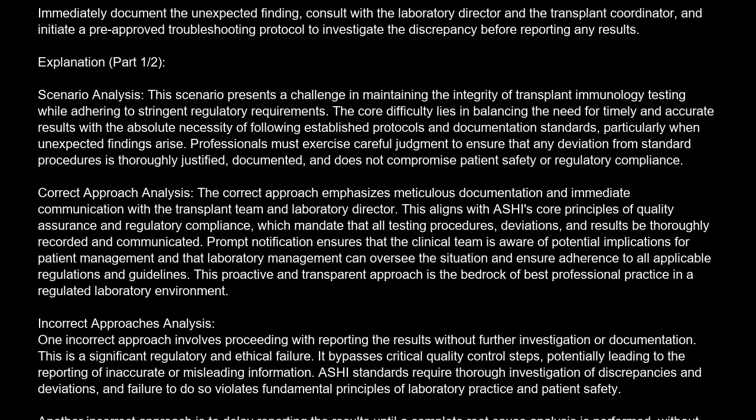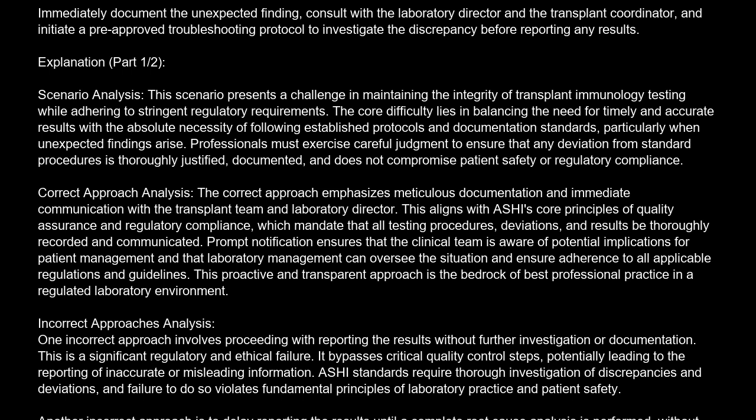Correct approach analysis. The correct approach emphasizes meticulous documentation and immediate communication with the transplant team and laboratory director. This aligns with ASHI core principles of quality assurance and regulatory compliance, which mandate that all testing procedures, deviations, and results be thoroughly recorded and communicated. Prompt notification ensures that the clinical team is aware of potential implications for patient management, and that laboratory management can oversee the situation and ensure adherence to all applicable regulations and guidelines. This proactive and transparent approach is the bedrock of best professional practice in a regulated laboratory environment.